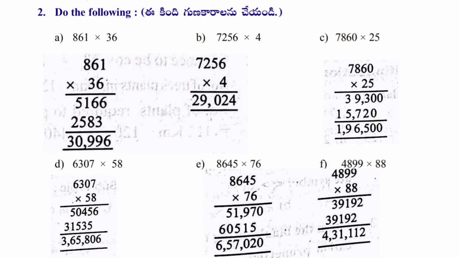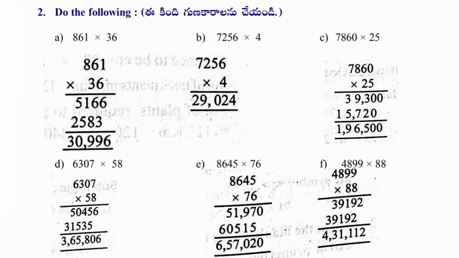Next, fourth one, 6,307 multiplied by 58. So we'll do the multiplication. 7 8s 56. 5 carry forward and 6 here. 5 0s 0, 5 will be there, that's why write down 5. 8 3s 24. 2 carry forward, 4 write down here. 6 8s 48 plus 2 is 50.